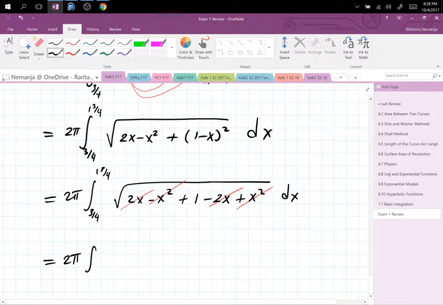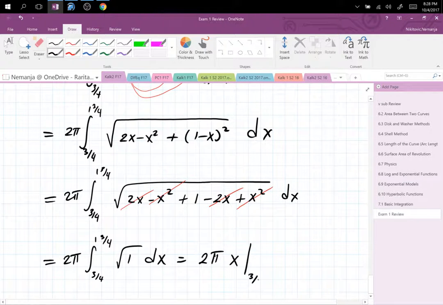This is 2 pi integral of 3/4 to 1 3/4 the square root of 1 dx. Well, that's just x. So 2 pi x from 3/4 to 1 3/4. When you subtract 3/4 from 1 3/4, you just get 1. So the answer is 2 pi.